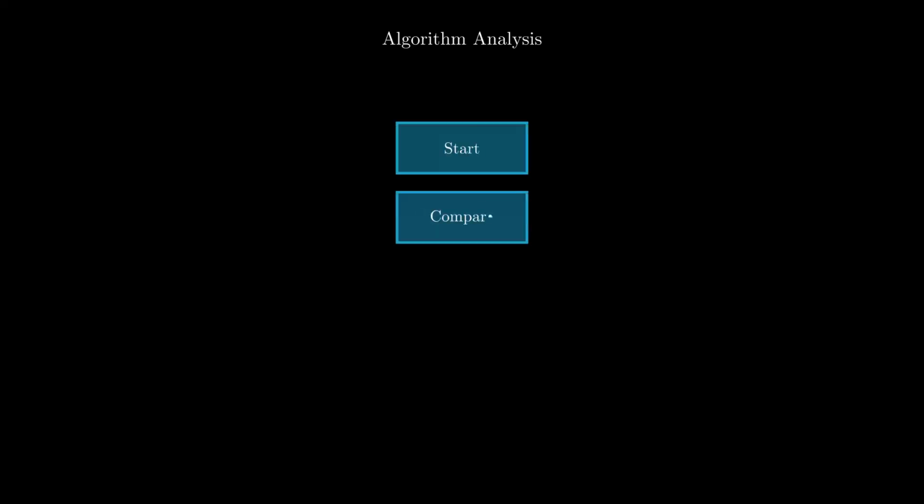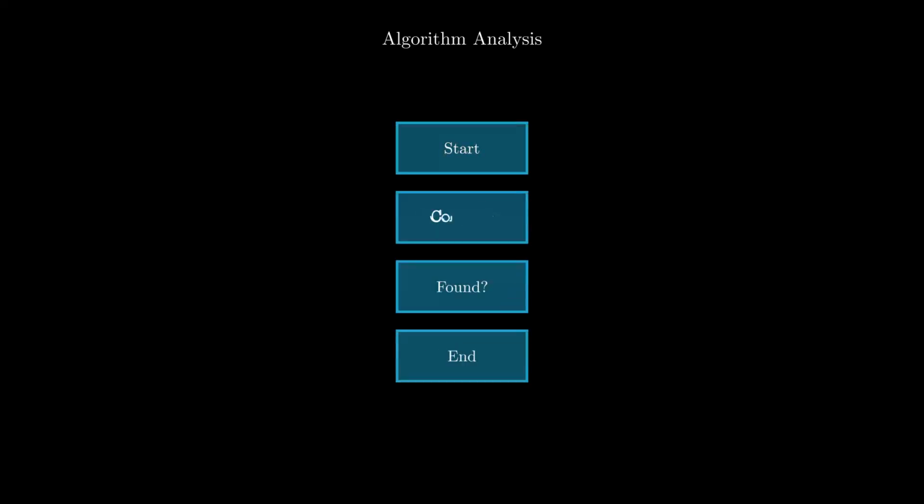Let's begin by examining a simple linear search algorithm. In the center, you see a flowchart. Each box in this flowchart represents a fundamental step of the algorithm, from starting, comparing values, checking if the item is found, to concluding the search. Take a moment to follow along as each step is revealed in sequence.